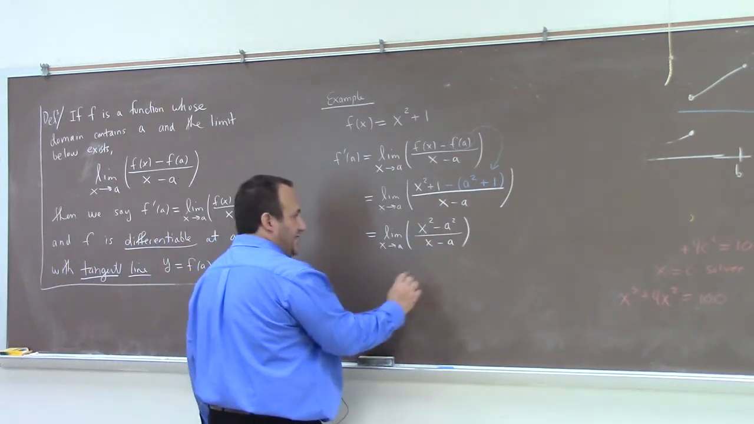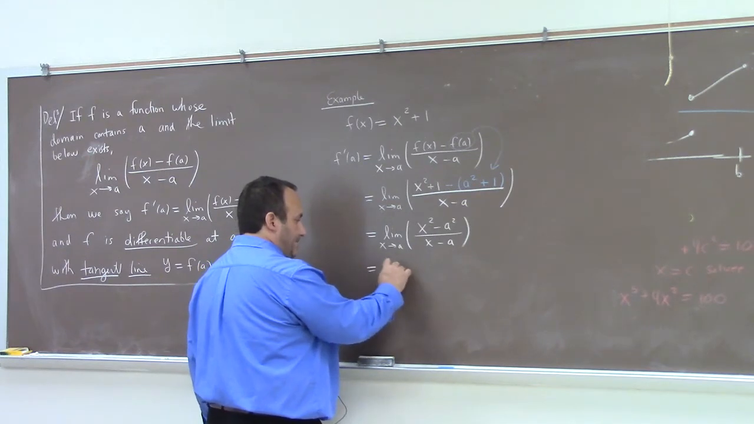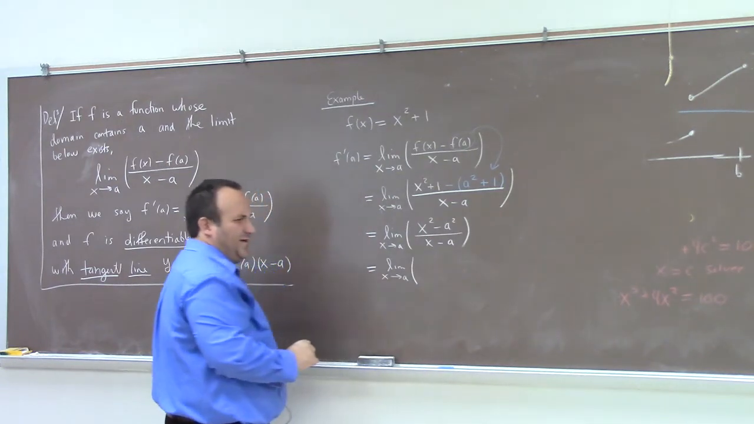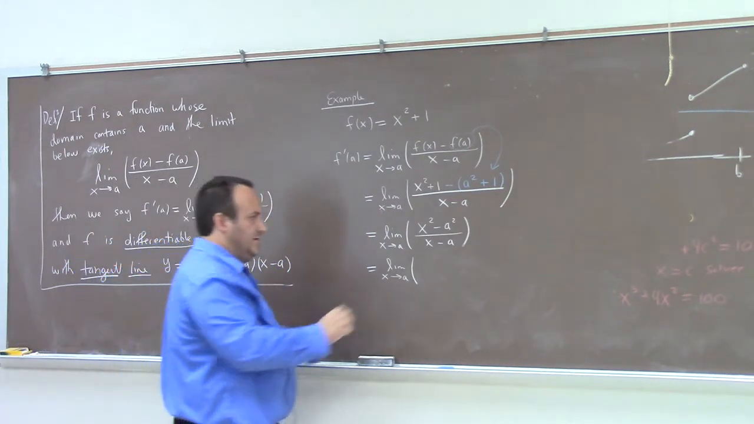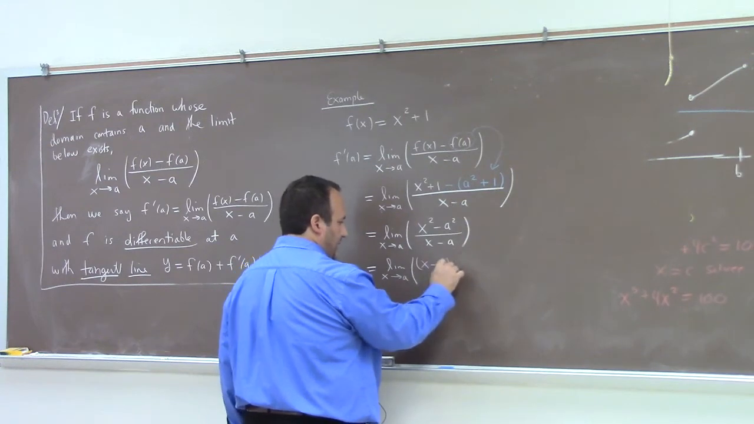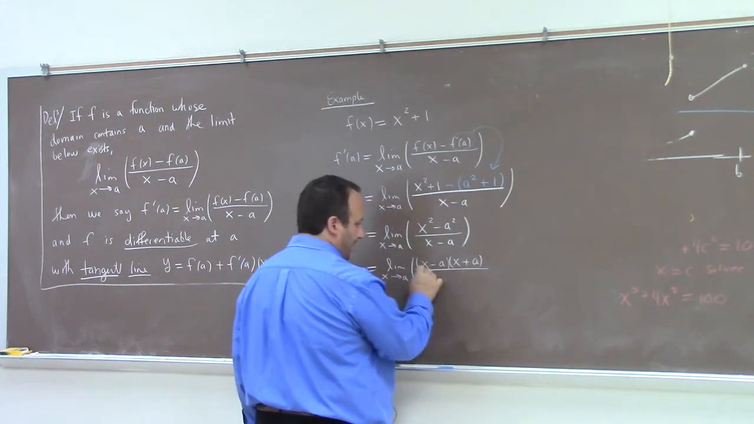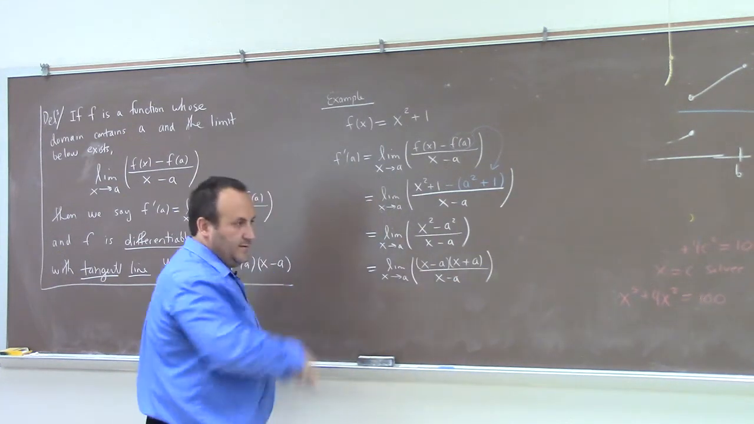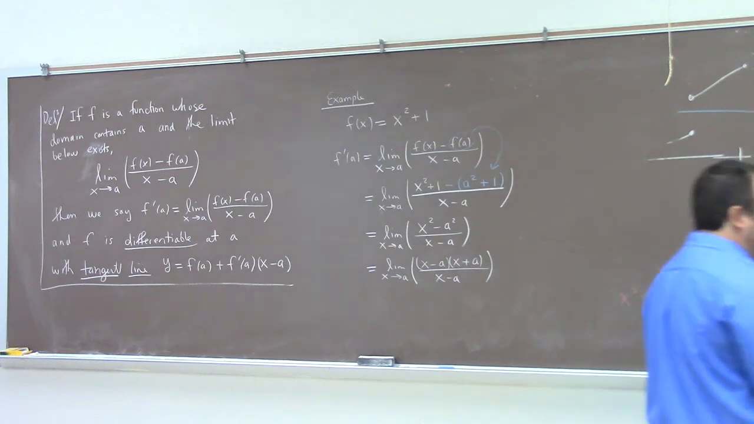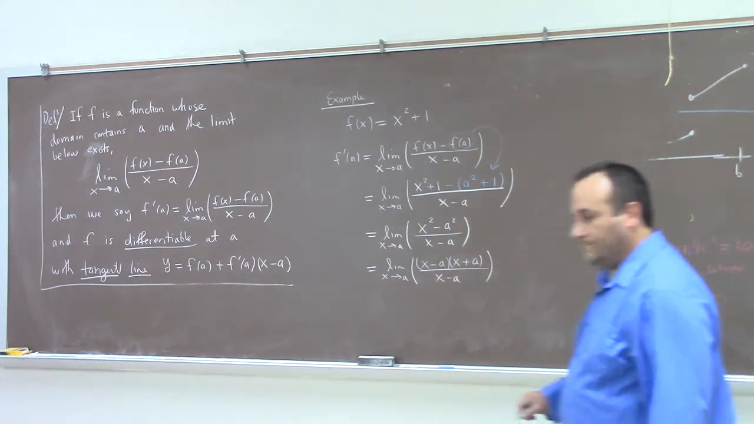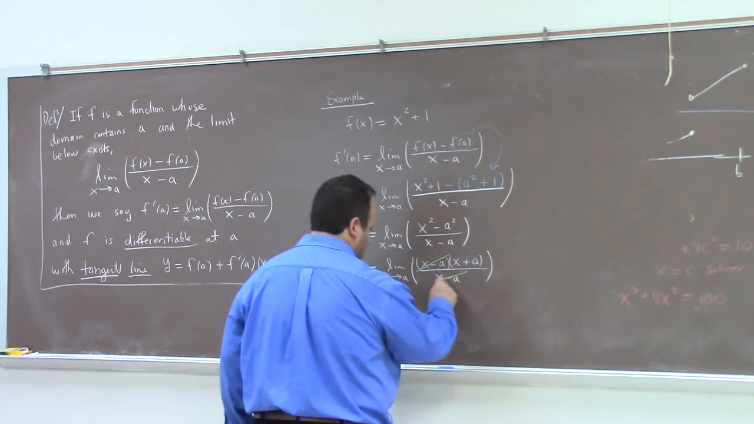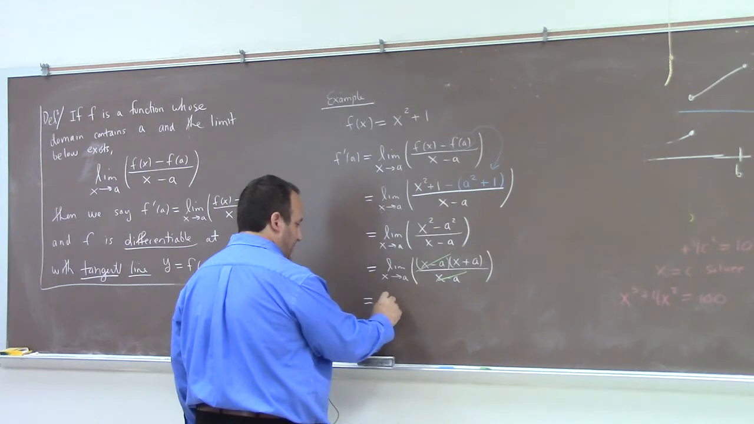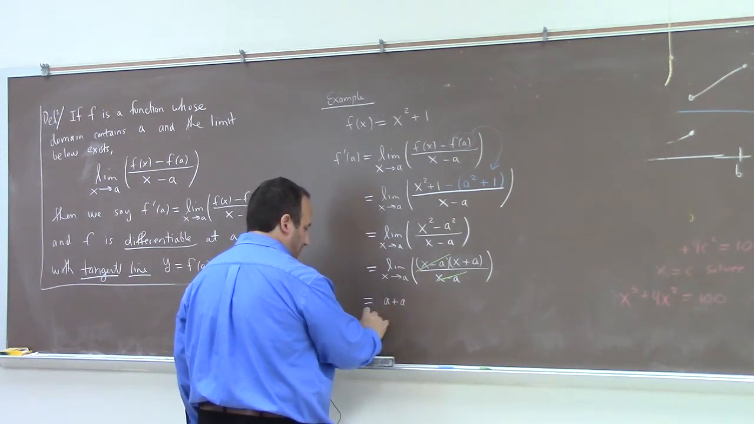Now we can factor x squared minus a squared. How's that go? I think I've got about 3 homework problems which are more or less like this, but with numbers. So this is x minus a times x plus a. See what happens? The x minus a's cancel, right? And what are we left with? x plus a, right? But plug in a, so we get a plus a, which is 2a.